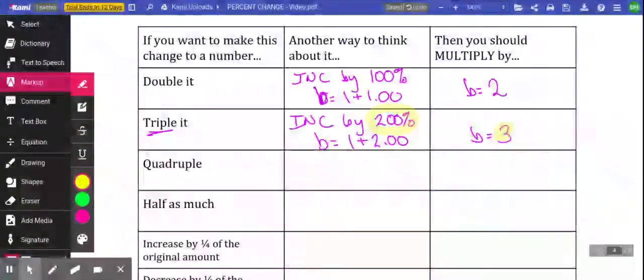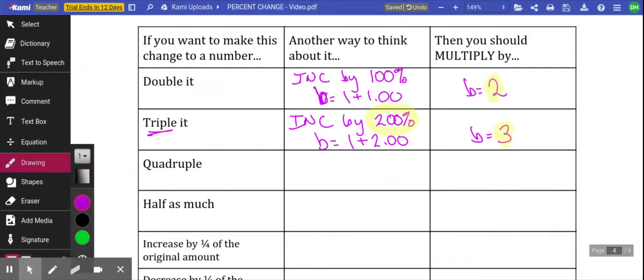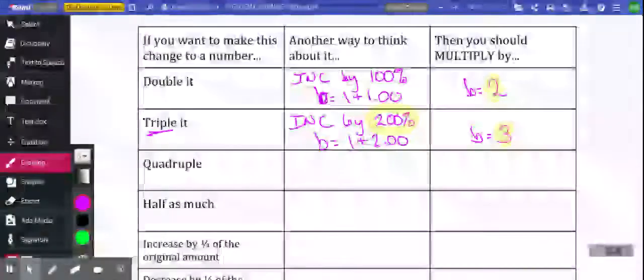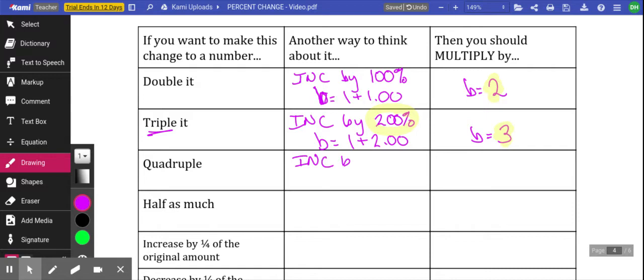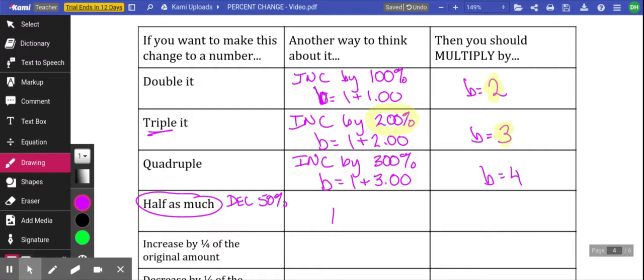But the fact that B equals 3 when you're tripling it or B equals 2 when you're doubling it certainly makes more sense to me. Now, what if I'm quadrupling? You're actually increasing by 300% technically. So your B value is going to be 1 plus 3.00, or in other words, B is going to be a 4. What if you just want half as much? What you're really thinking is we're decreasing by 50%. So we're going to go 1 minus 0.5. In other words, B equals 0.5.